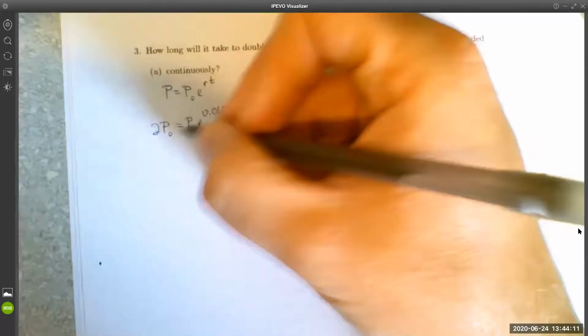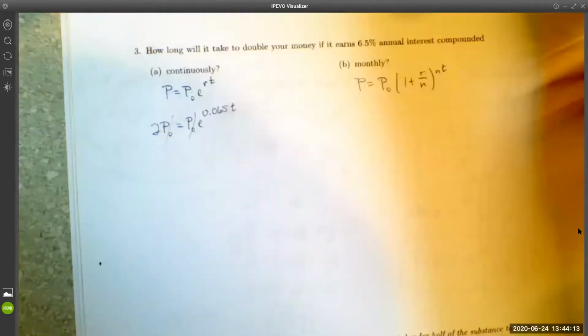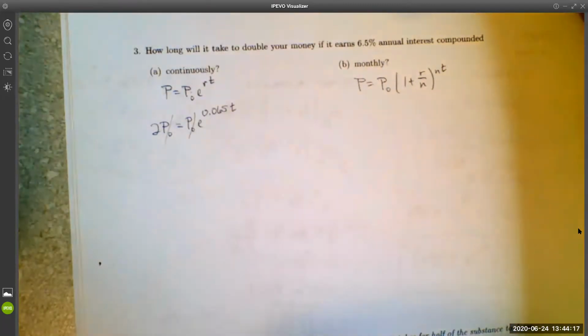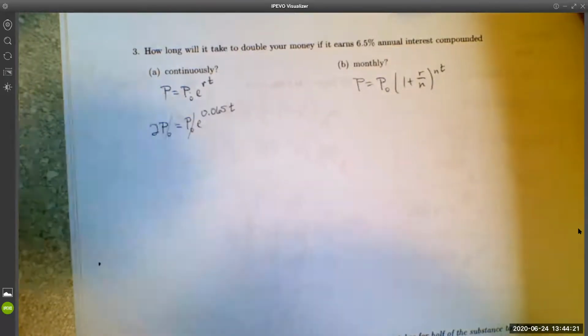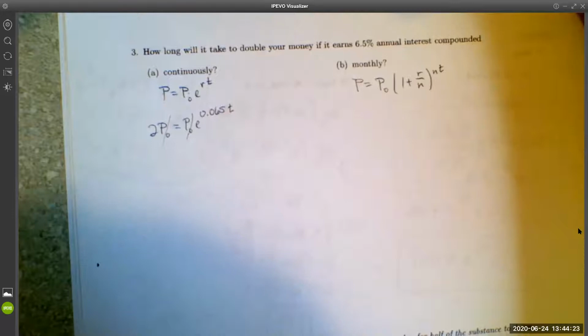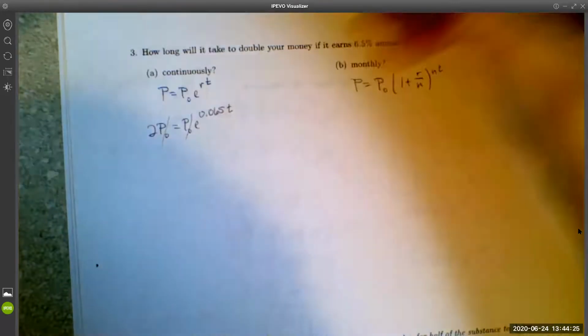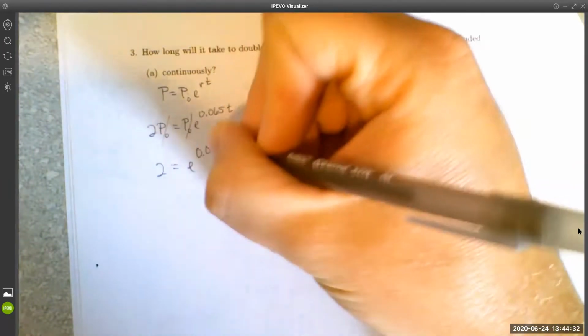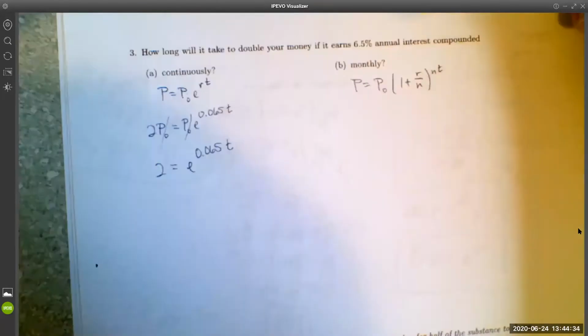Notice I can get rid of the P naught unless P naught is 0. If P naught is 0, then of course it's impossible to say how long it'll take to double, right? Twice 0 is 0. Anyway, we get the statement 2 equals e to the 0.065 t.